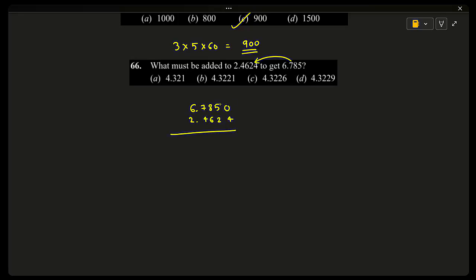So if there is no digit, you can use 0. So 50 minus 24 is 26. 8 minus 6 is 2 and this is 3 and this is 4. 4.3226. That is option C. And 67th one.